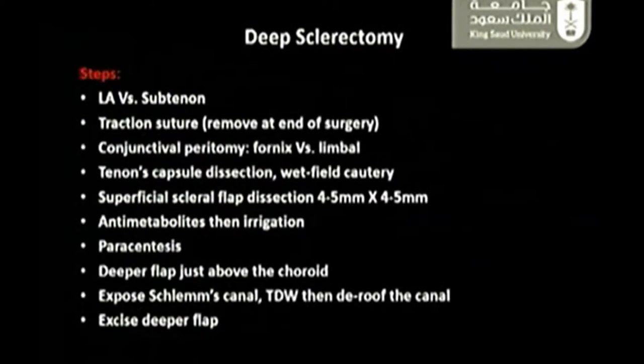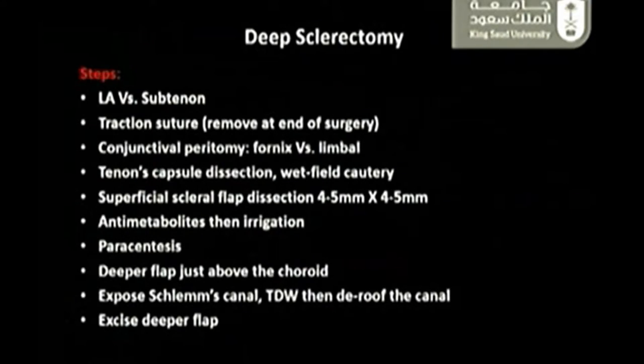Steps are very simple, local anesthesia or even subtenon anesthesia. Remember that you are not doing peripheral iridectomy. Traction suture as well: you can put it in the cornea near the limbus, or you can put a bridle suture under the superior rectus tendon. You will have your conjunctival peritomy, either fornix or limbal based, preferably the fornix based. You will dissect the tenon, cauterize, do your superficial scleral flap 4x5 or 5x5. Use your anti-metabolite, then irrigate, do your paracentesis.